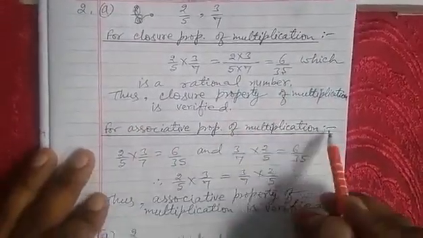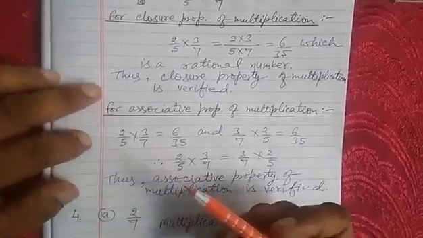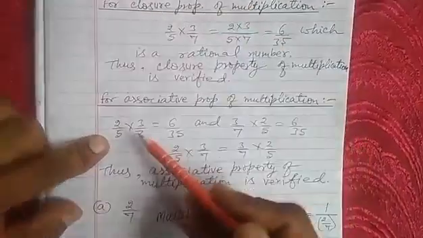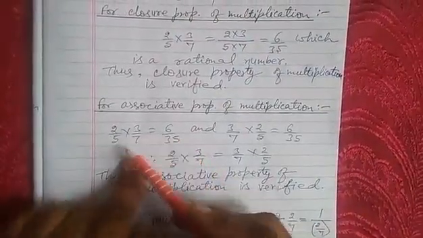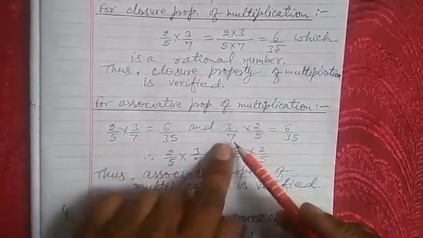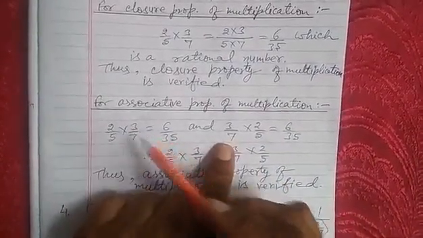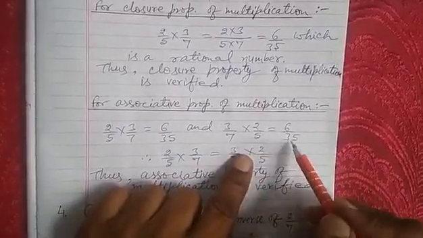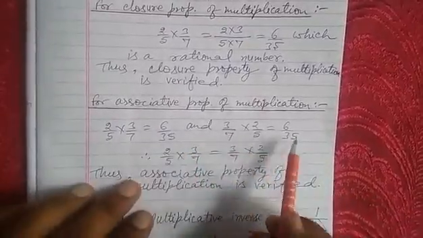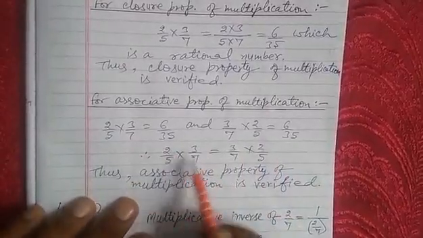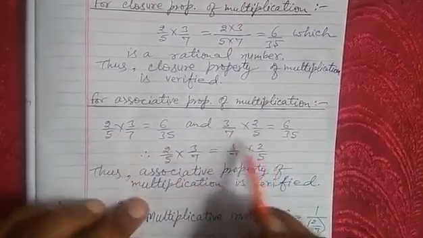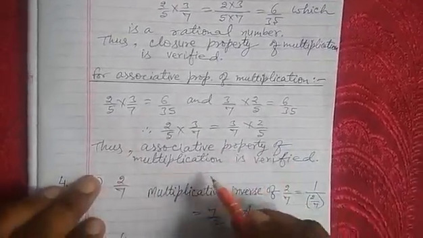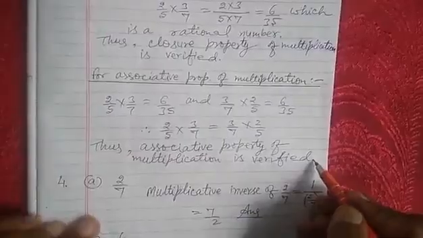For commutative property of multiplication, as you know, A into B is equal to B into A. Here 2 upon 5 into 3 upon 7 is equal to 2 3 is 6 and 7 5 is 35, 6 upon 35, and 3 upon 7 into 2 upon 5 is equal to 3 2 is 6 and 7 5 is 35, 6 upon 35. Here products are the same. Therefore 2 upon 5 into 3 upon 7 is equal to 3 upon 7 into 2 upon 5. Thus commutative property of multiplication is verified.